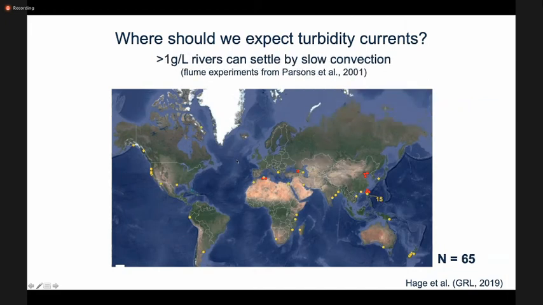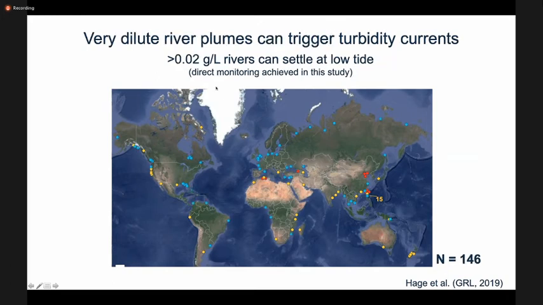This was advanced by laboratory experiments by Parsons et al., who documented another mechanism for quasi-hyperpycnal settling through these cascading density fingers that can meet the seafloor, and suggested an order of magnitude greater number of river systems may be capable of triggering turbidity currents in such a manner. Sophie's work actually suggests a density threshold which is much, much lower, that maybe 146 rivers worldwide are capable of initiating turbidity currents. Obviously, there are more factors than just the density contrast that are at play here.